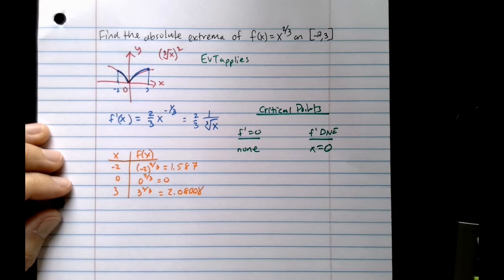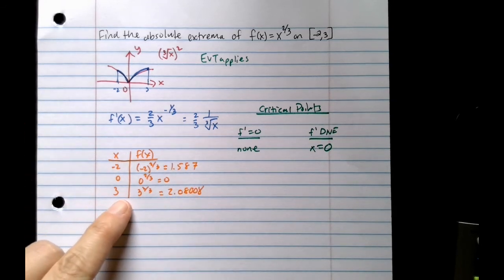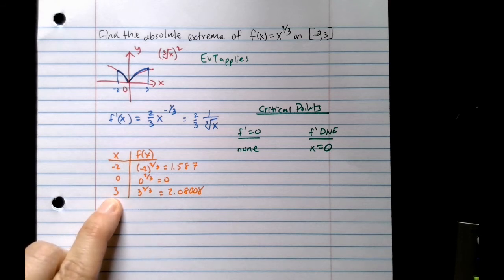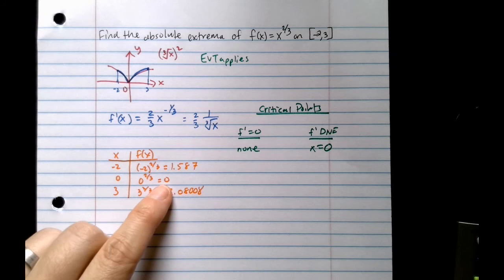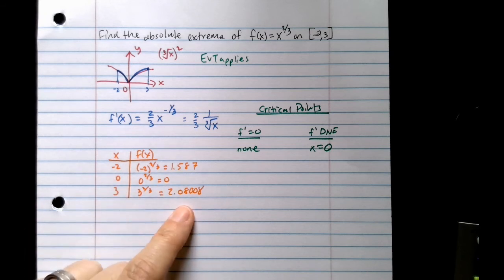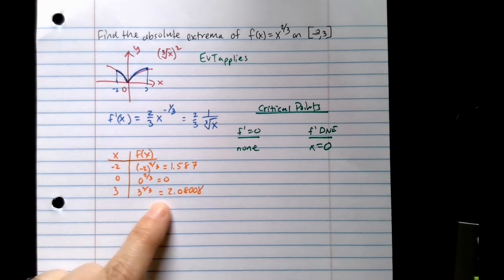Lastly, we look at our table here and we can see that our absolute maximum will be 3 to the 2/3 power when x is 3. My absolute minimum will be 0 when x is 0. Notice I didn't say my decimal. I left it in exact form because in this case I can. There may be times where you may have to put the decimal and that's okay. Just remember to be accurate to 3 place values.